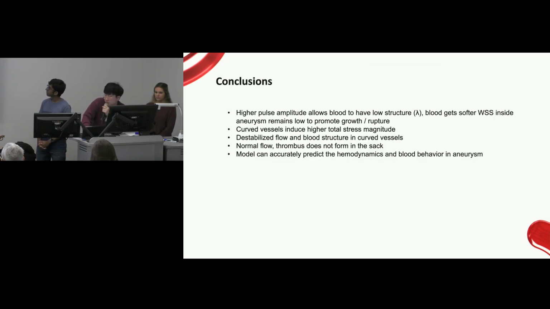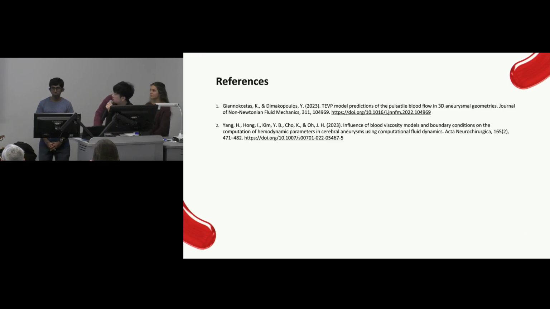So to conclude, the higher pulse amplitude induced lower structure, giving the blood to be softer, and the curved vessels induced higher total stress magnitude and destabilized flow and blood structure in the curved vessels. And for normal flow, there shouldn't be a thrombus forming in the sac, but with a slower flow or higher stagnation area in the aneurysm sac, there could be thrombus formation, and that could eventually lead to aneurysm ruptures. And all in all, this model was accurately able to predict the hemodynamics and the blood behaviors as they took into viscoelasticity and different parameters from the blood into the aneurysm model. And with that ends our presentation, and we're open to any questions.